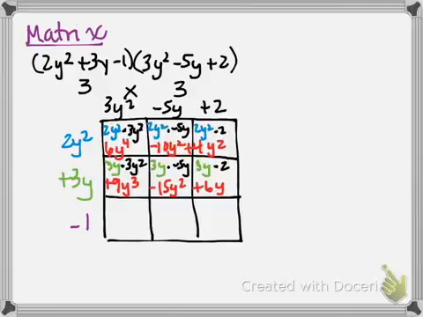Now we're going to multiply everything by negative 1. Figure out the dimensions of each of those rectangles. So we just take the length and the width of each of them. So negative 1 times 3y squared, and we get negative 3y squared. And we take negative 1 times the other dimension, which is negative 5y, and we get a positive 5y. And then we have negative 1 times positive 2, and we get a negative 2.